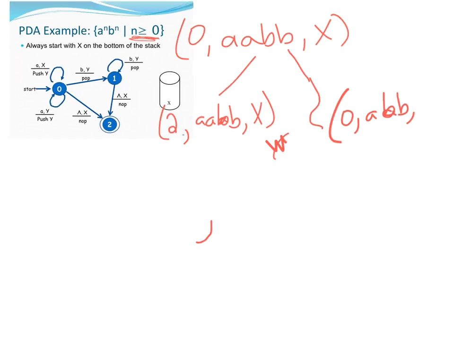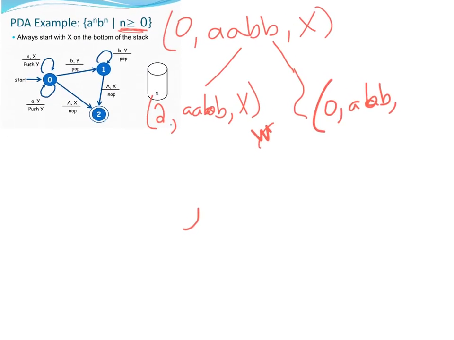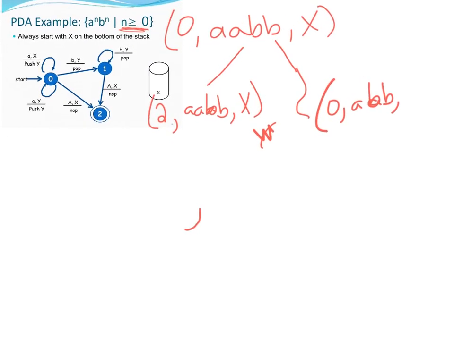So we have our stack has Y and then X, okay? And now if I am at state 2 with an A and an X, there's nothing I can do out of there, so this one's no good, because I wasn't done with my string yet. I hadn't used up my string.